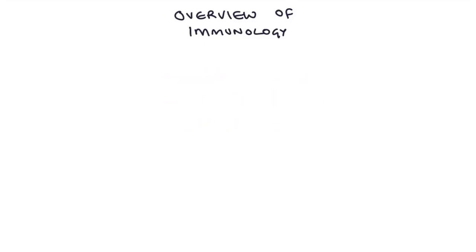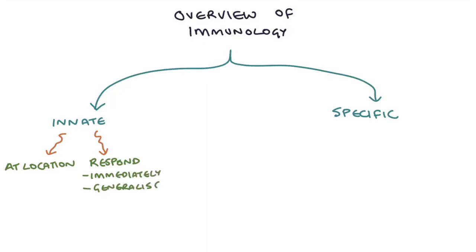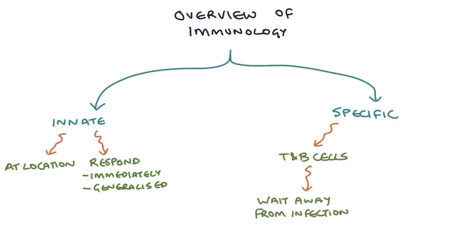The immune system can be categorized into the innate immune system and the specific immune system. The innate immune system consists of the components that are already at the location of the infection and respond immediately with a generalized response. The specific immune system involves specialized T and B cells that are waiting in places away from the site of infection, and then when they're activated, they launch a specialized system that fights the specific invading pathogen. The specific immune system takes a little while longer to recognize the infection, particularly when a pathogen is invading the body for the first time.